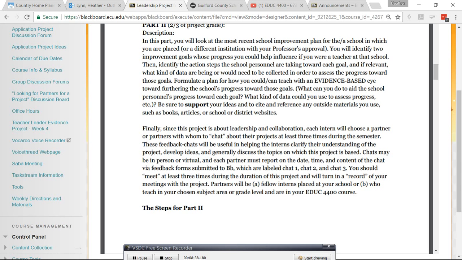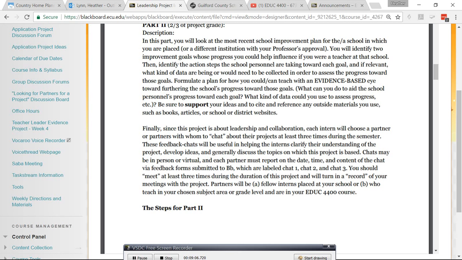But there could be a lot of other ways of assessing progress. It doesn't have to be numerical data. It could be interview data. It could be just all kinds of data, observational data. So feel free to be creative with thinking about what kind of data would help you know if you're making progress. So then you would come up with a plan with how you would teach or could teach with an eye towards making progress towards these goals.